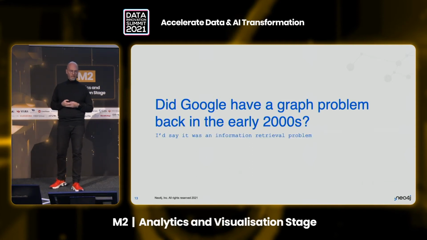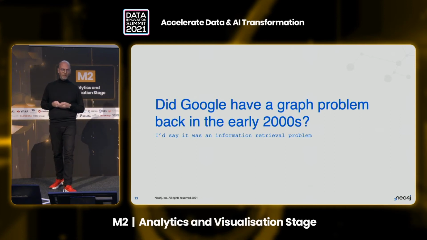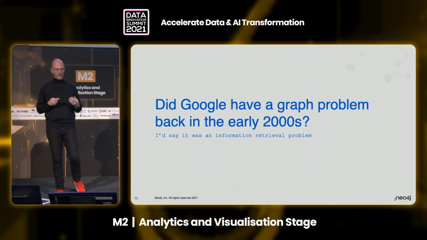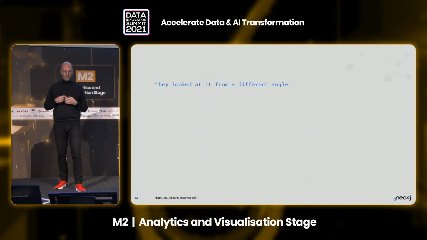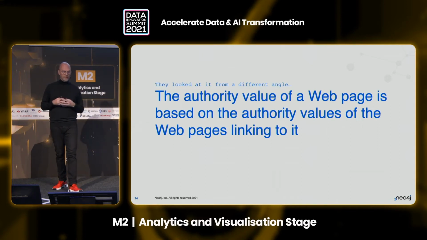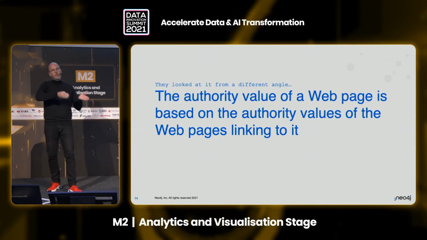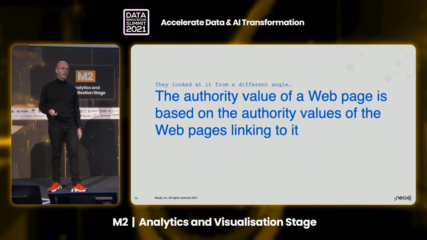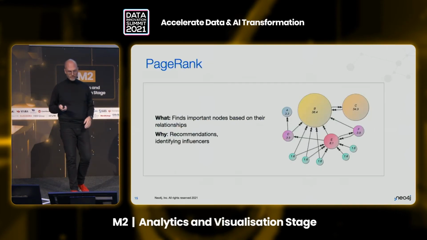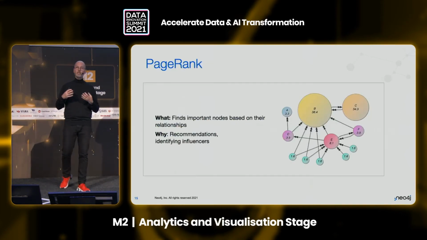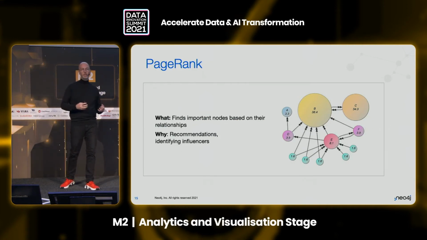I would say they actually had an information retrieval problem. And the thing was that they looked upon it from a different angle. They said that the authority value of a web page is based on the authority values of the web pages linking to it, right? It was the foundation of PageRank, a magical graph algorithm, super important, basically transforming how we use the internet in that sense.